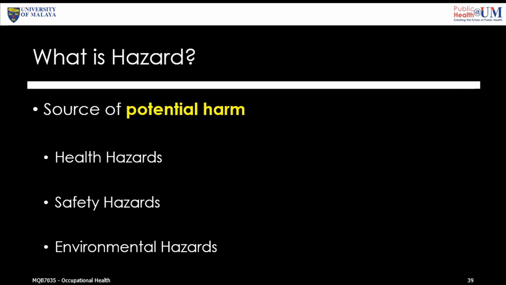So there's also environmental hazards. Environmental hazards are hazards that basically cause degradation of the environment, and that degradation of the environment can continue to cause health hazards also. So there's not just environmental itself, but environmental causing health hazard also. So there is the context of what are the potential harm. Potential harm, you must look at it from all the perspectives of what activity you're doing, whether you're harming your own health, your safety, or your environment.